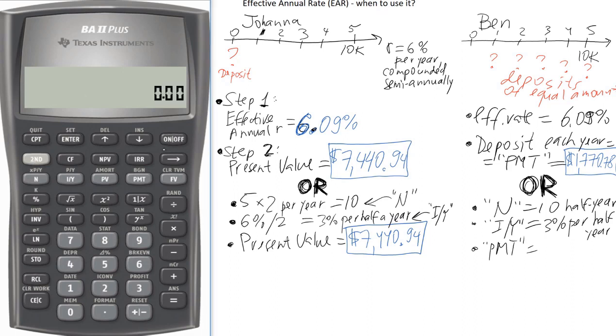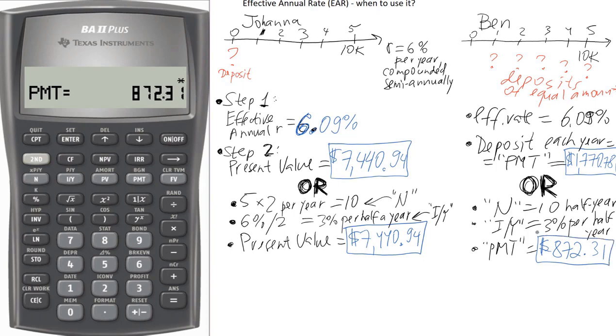Full reset. Again, 10,000 negative is the future value. We have 10 half years, 10N. The interest rate every half a year, right? We are being consistent, so to speak, here, is 3%, 3IY. Compute, just like earlier, PMT. Oops, a completely different answer. And now we're going to see why it's so different and what exactly went wrong, because something did go wrong.